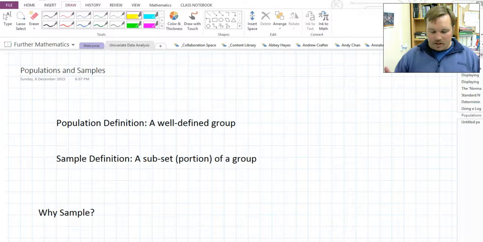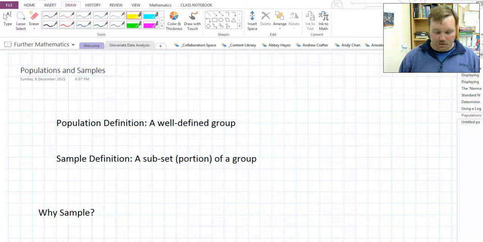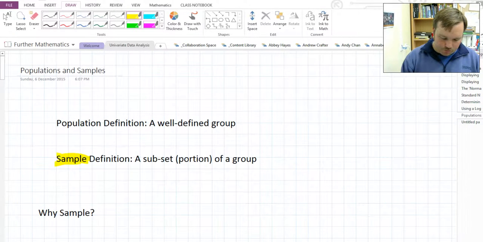Either way, any population will have a smaller group within it. So, for example, of the year 12s in this school, so year 12s in the school is the population, members of our maths class form a subset, or a smaller portion of the group. That smaller portion is known as a sample.